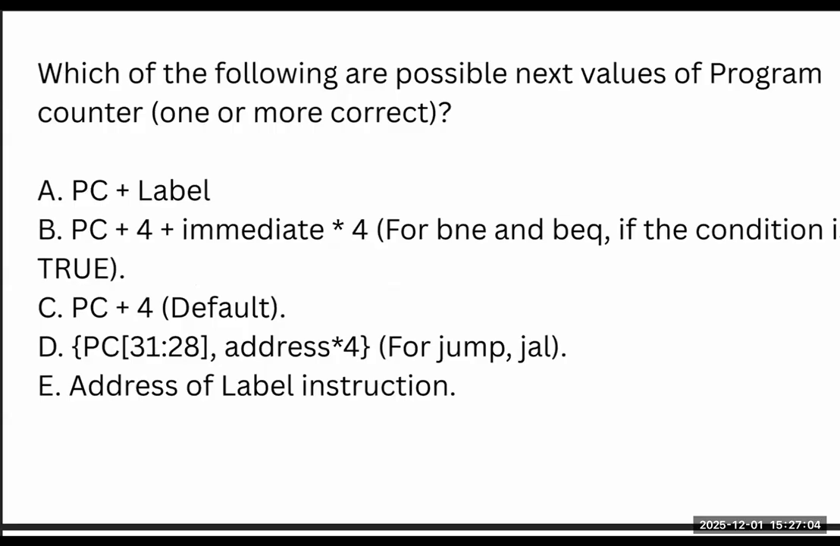Which of the following are possible next values of the program counter? One or more correct again. So the correct answers are B, C, and D. First one, B, the correct formula for branch instructions, BEQ, BNE. The immediate is a signed offset in words. And then C, sequential execution, the default for all non-branch or jump instructions. D, correct formula for J-type instructions, J, JAL: takes the upper 4 bits of PC and concatenates with the 26-bit address times 4.